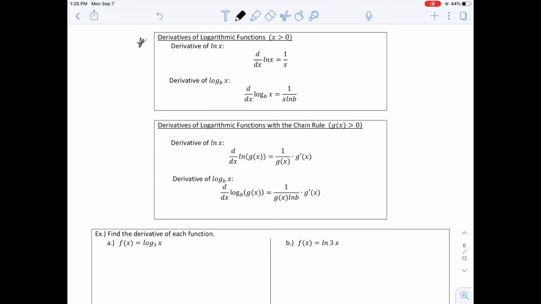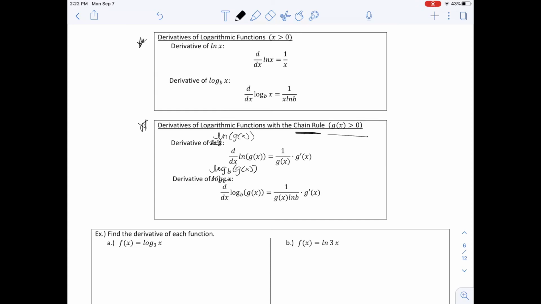And again, x has to be greater than 0 because our domain for a logarithmic function is positive, or greater than 0. Derivative of ln of x is equal to 1 over x. And the derivative of log base b of x is going to be 1 over x times ln of b in the denominator.